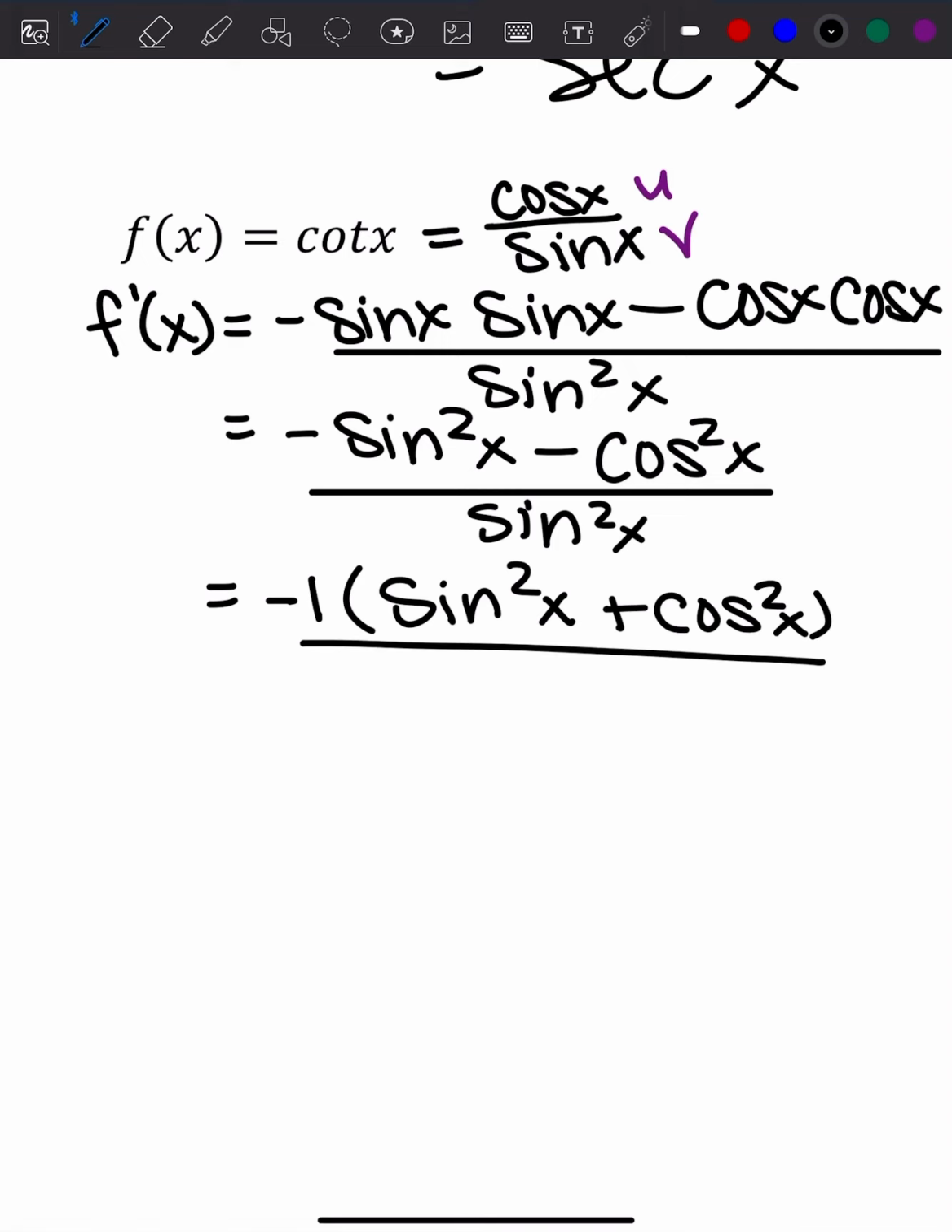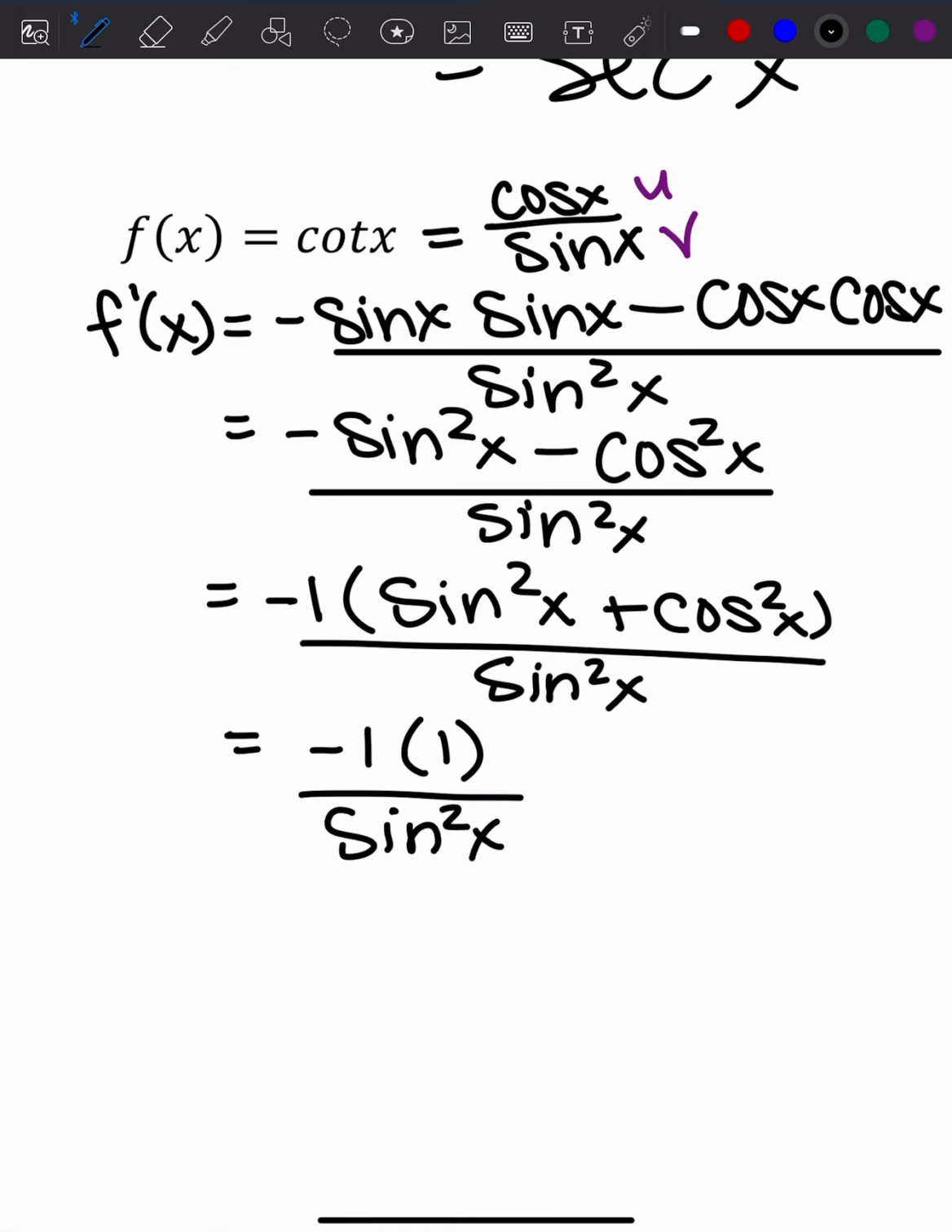And we are still dividing by sine squared. Now that I have that, I'm going to switch it out. So I have negative 1 times positive 1. Negative 1 times positive 1 is just negative 1.